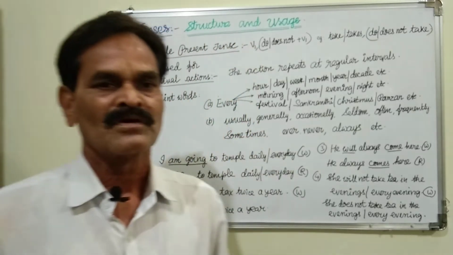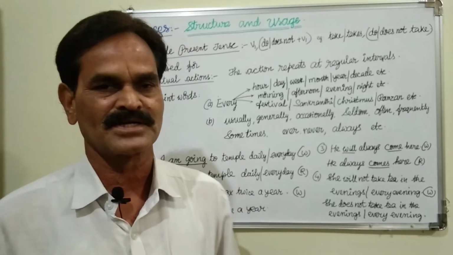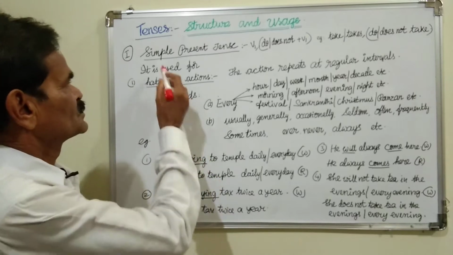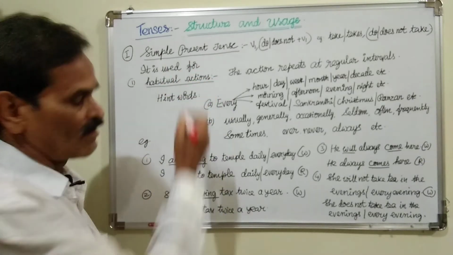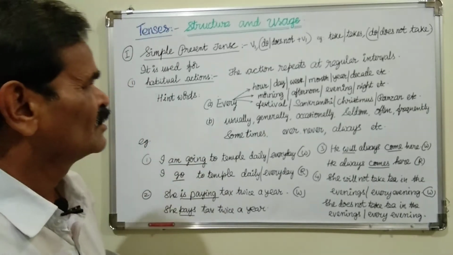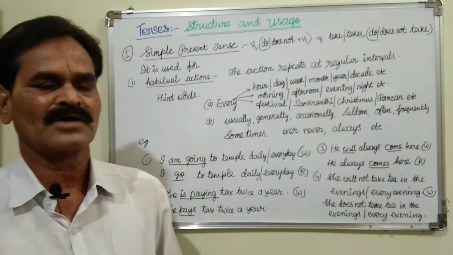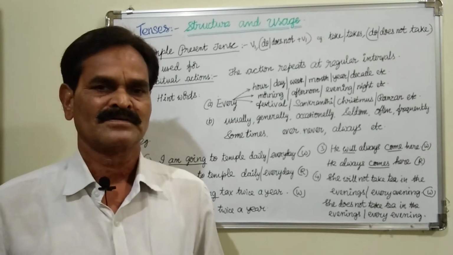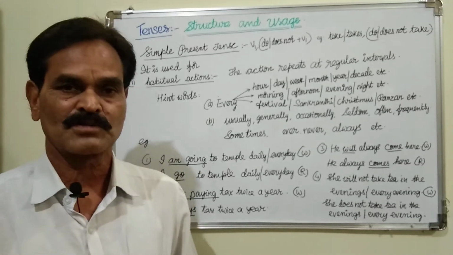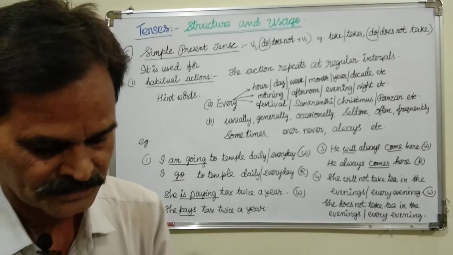Today I will take up the first tense, that is simple present tense or present indefinite tense. Simple present tense or present indefinite tense. What is the structure? We know the main verb has 4 forms: present tense, past tense, past participle and present participle.